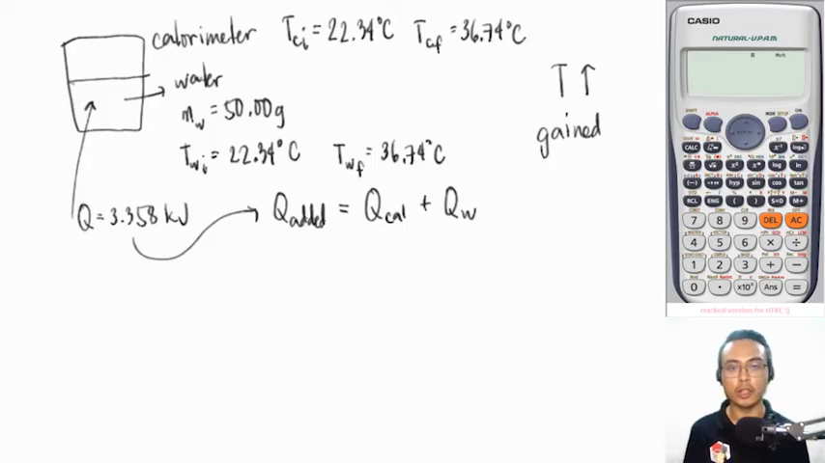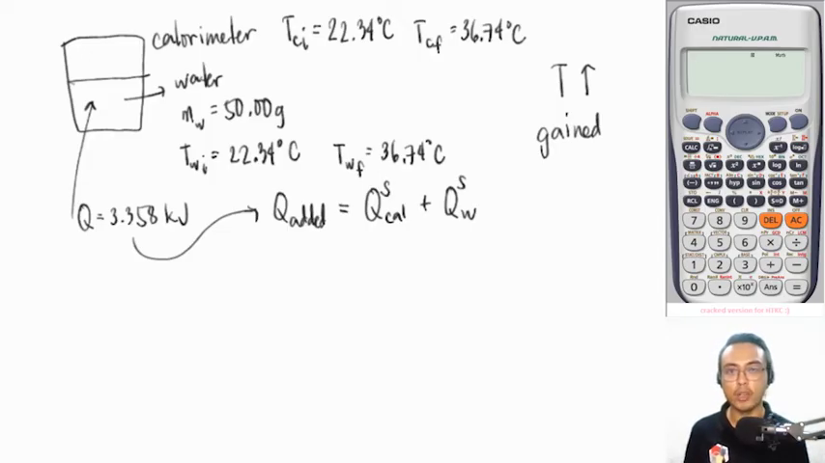Later in our calculations. Now it's time to ask yourselves, is your QCal and QW sensible or latent heat? We see here that the calorimeter and the water have a change in temperature because the temperature varied from the initial of 22.34 to the final temperature of 36.74. So therefore, there's a change in temperature. There is no change in phase. Therefore, we say that QCal and QW are both sensible heat.